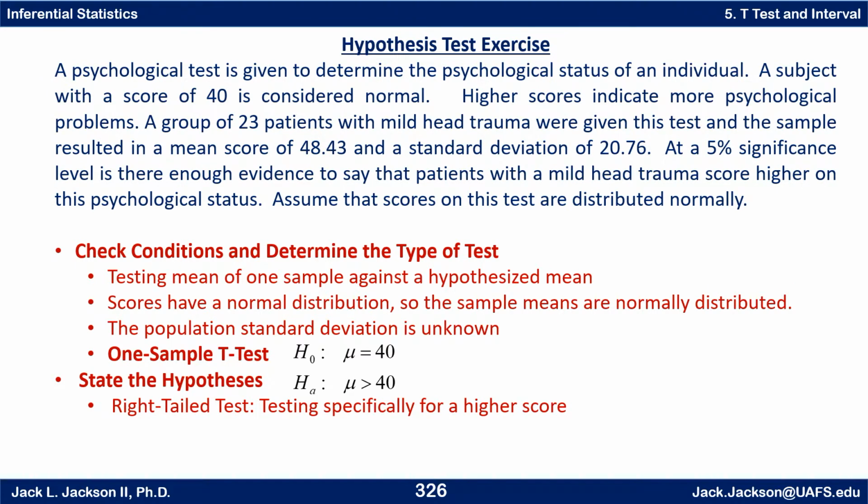Well, the first thing we always have to do is decide what kind of test we're going to use. Is it a hypothesis test? Is it a confidence interval? This one is a hypothesis test, and we're testing the mean of one sample against a hypothesized mean. That's narrowing it down to a z-test or t-test, at least for the parametric versions that we've talked about. The scores have to have a normal distribution for those. Well, the scores don't have to have a normal distribution, but the sample means do. In this case, I think the individual scores are normally distributed.